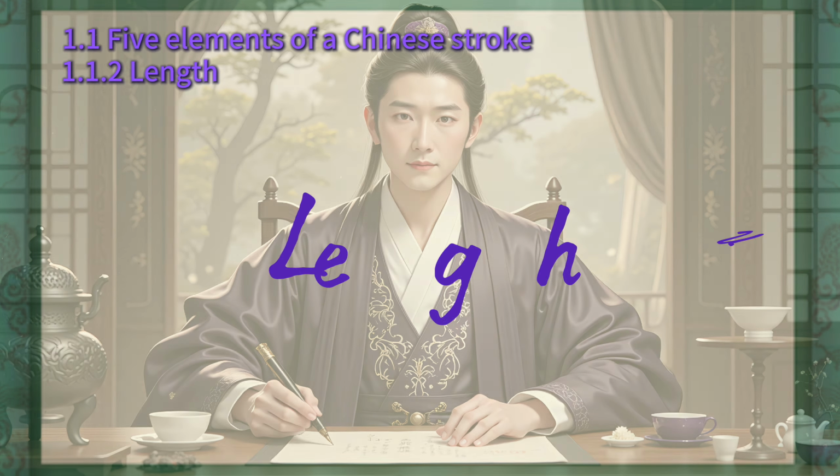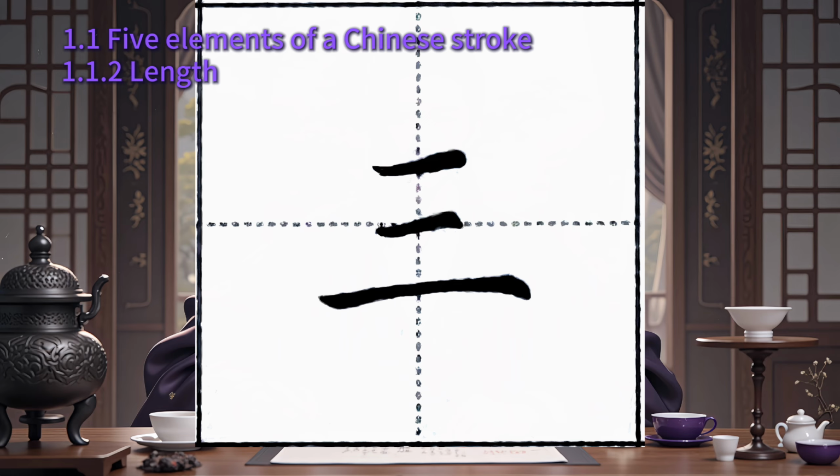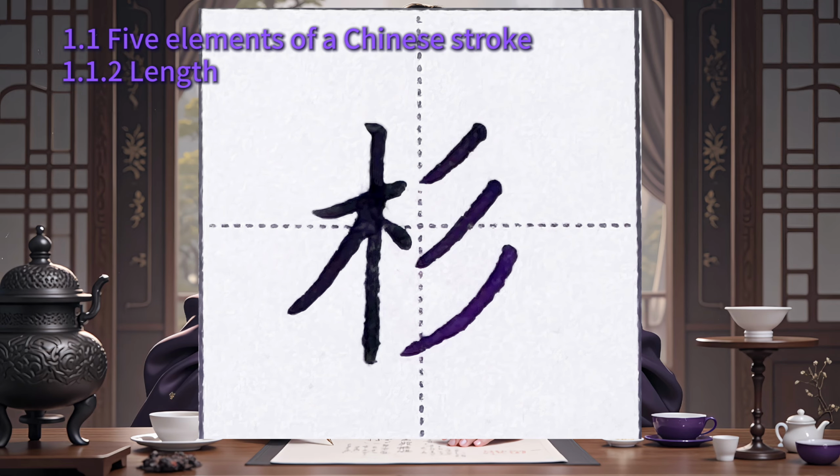Second is length. Same types of stroke can vary by length. Like Chinese character 3, there are 3 Heng with different length. Or like Chinese character 山, as you can see, there are 4 Pie. Each Pie has its own angle and length.